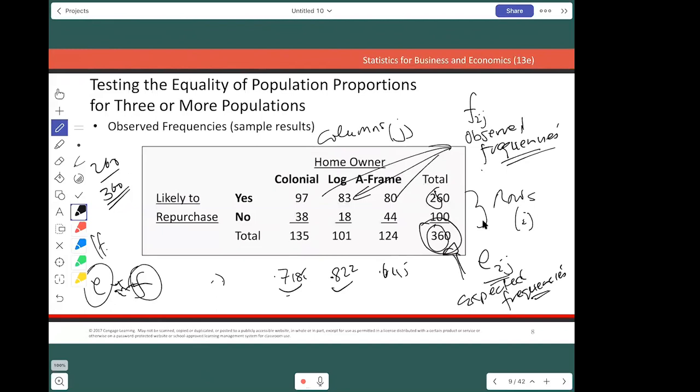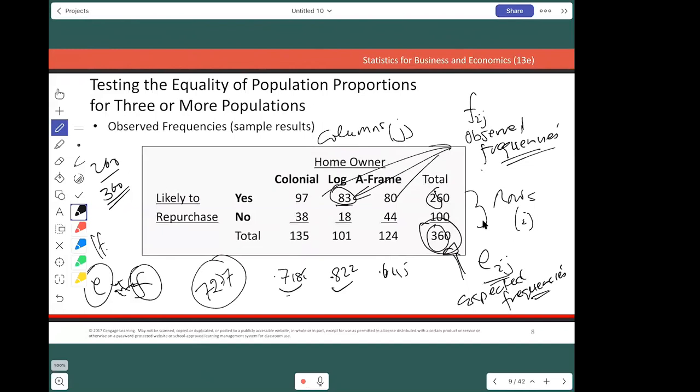But look at our observed frequency. 83 people said that they would actually repurchase. So based on what we expect, 72.7 individuals who bought a log home saying that they will repurchase, somehow it's actually 83. It's bigger. The number of people we counted was 83 out of 101. So that's more people than what we expect, which is a good thing.